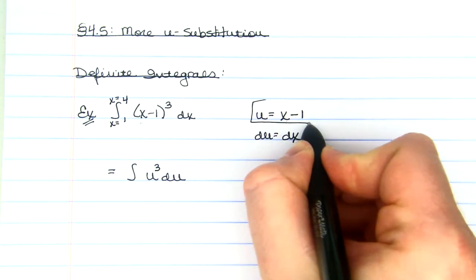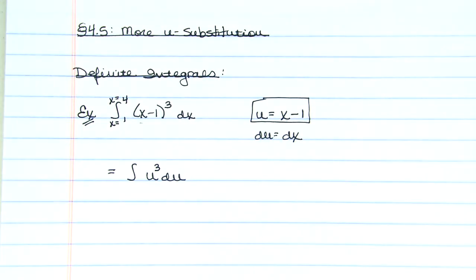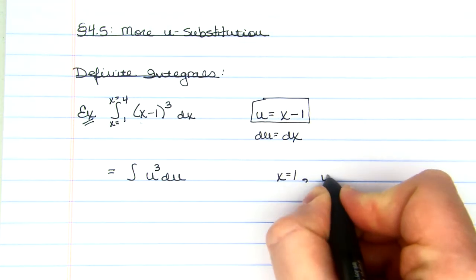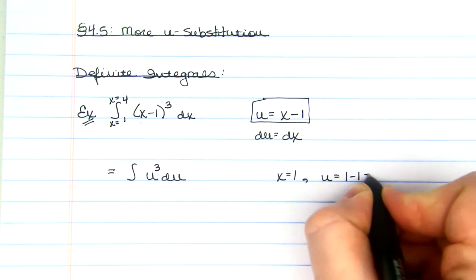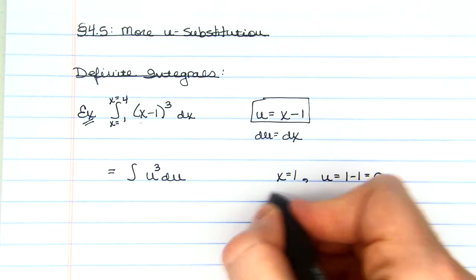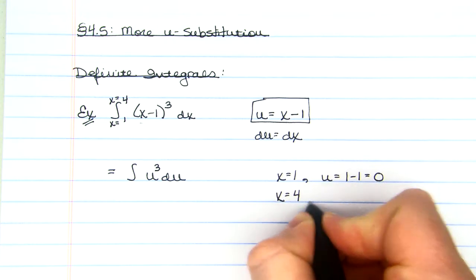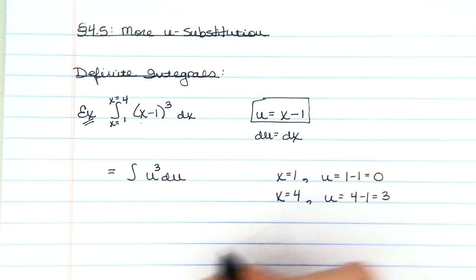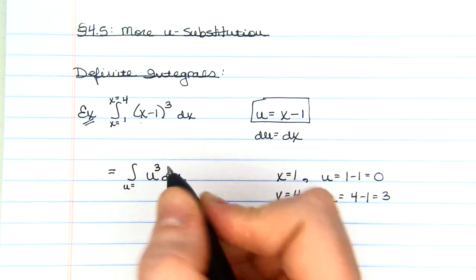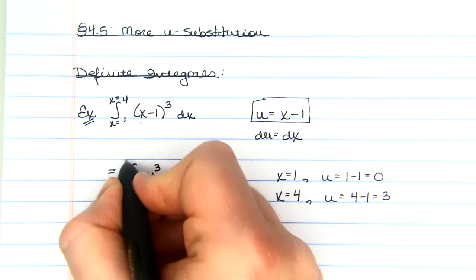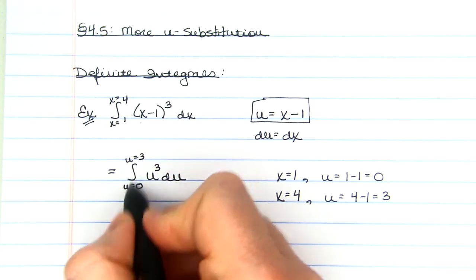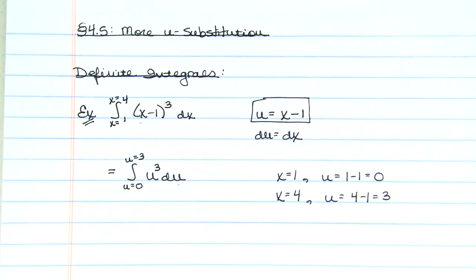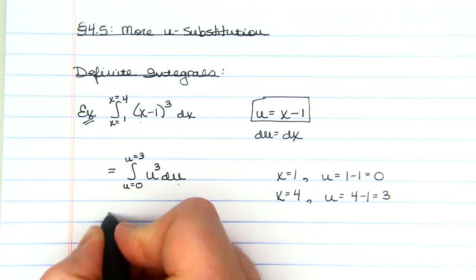This formula over here tells me how I can change my x's into u's. When x equals 1, u is going to end up equaling 1 minus 1, or 0. When x equals 4, u is going to equal 4 minus 1, or 3. So my problem is going to become the integral from u equals 0 to u equals 3. Normally we're not going to write the u equals, we're just going to write the 0 to 3 of u cubed.